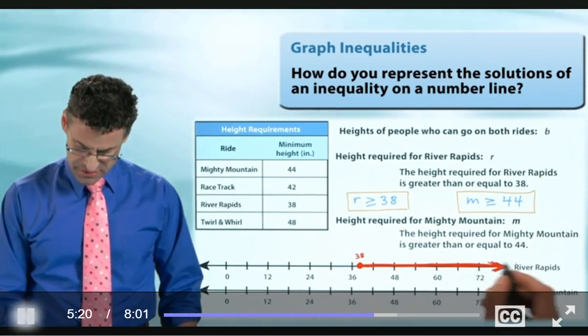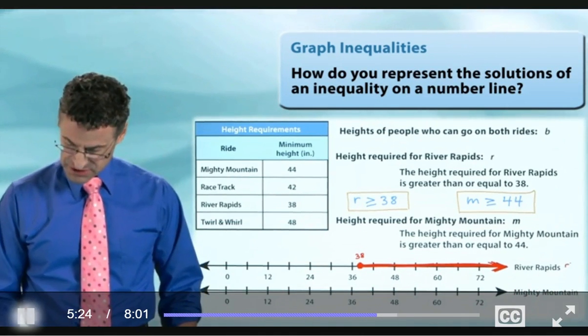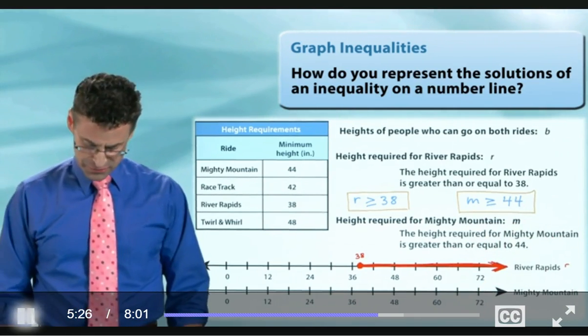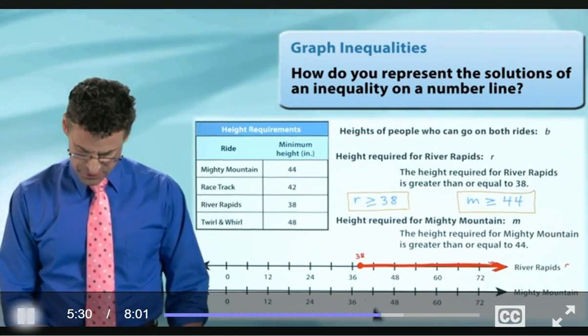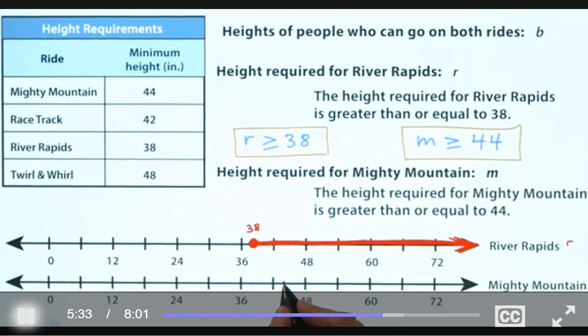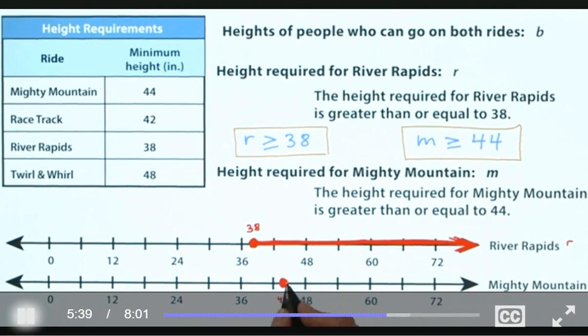So this is the R ones. This is the R. Okay, now here we have M greater than or equal to 44. So where's 44? Well, let's see. Here's 36. Here's 42. So it's going to be around here somewhere. I'll put it right over here. I'm going to say that's 44. And then you're greater than or equal to 44.